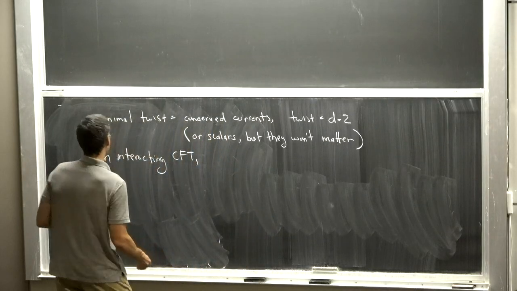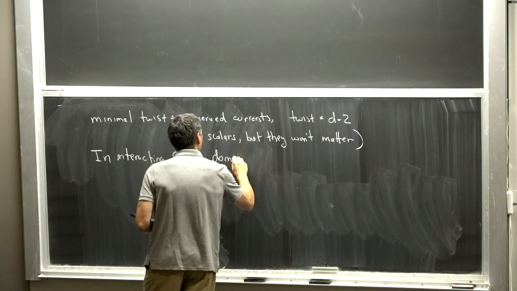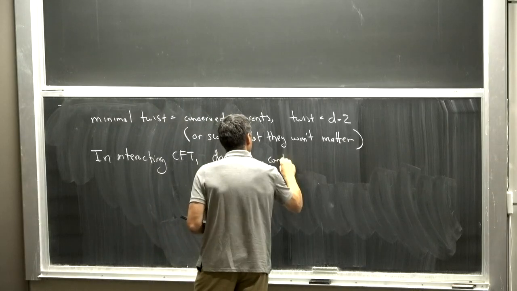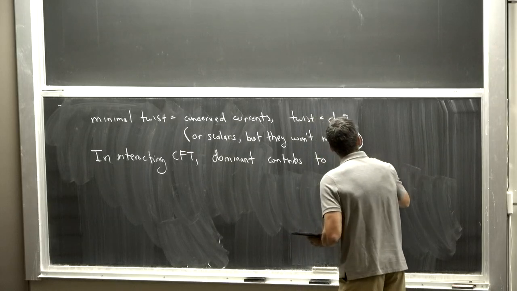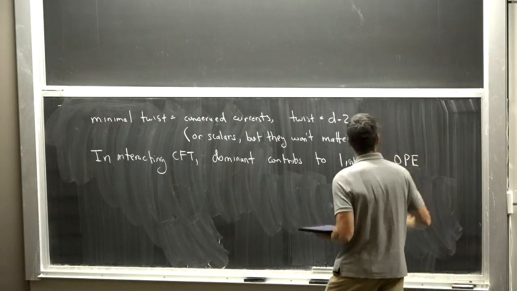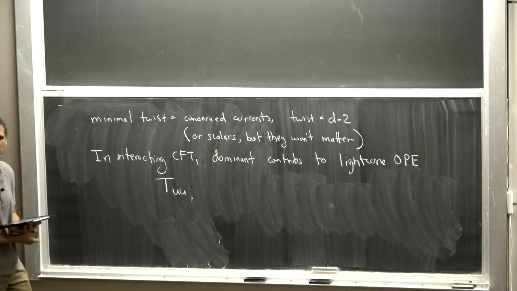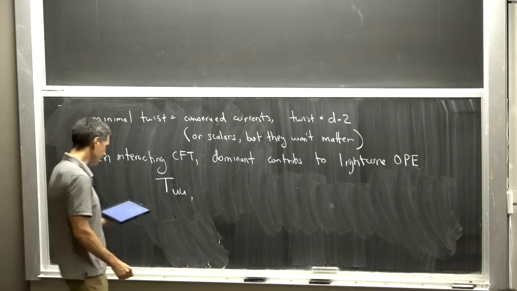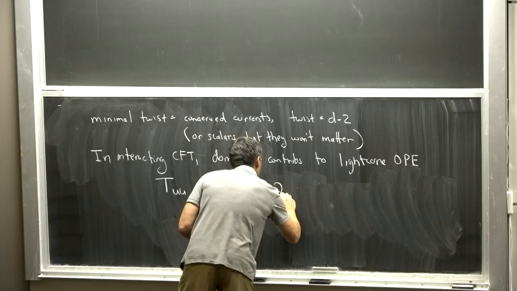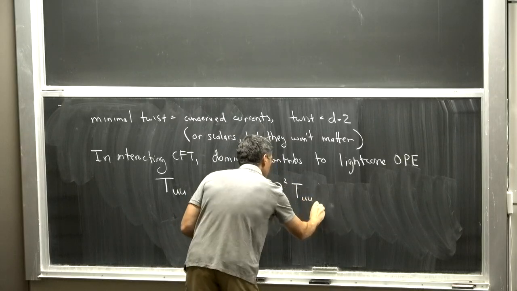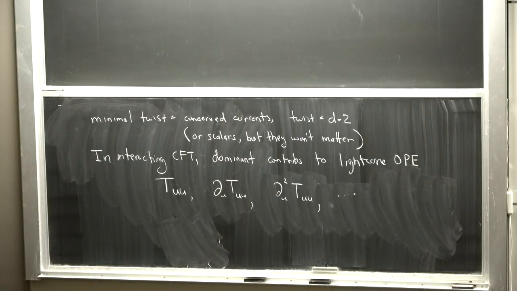So in an interacting CFT, the dominant contributions to the light cone OPE are the stress tensor, the null energy T_uu, and its null derivatives: ∂_u T_uu, ∂_u² T_uu, etc. So let's check that this makes sense.